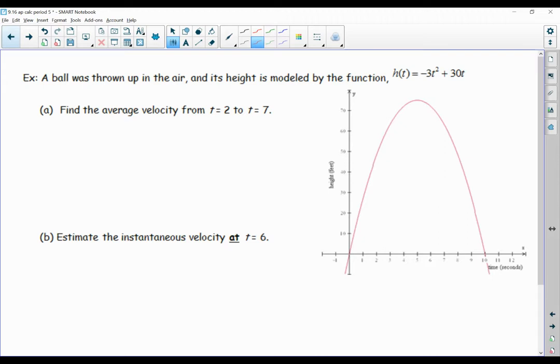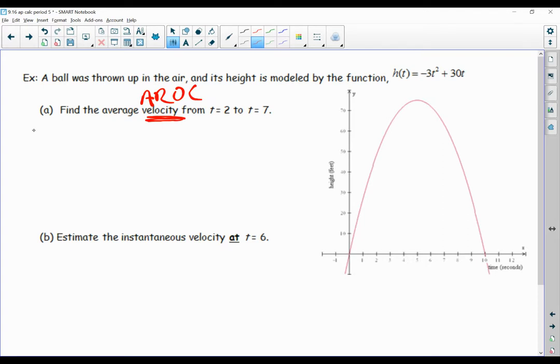So here, a ball was thrown in the air, and its height is modeled by the function h of t equals negative 3t squared plus 30t. Find the average velocity from 2 to 7. So here I see that I have a height equation, that this is measuring height over time, but they're asking me for the average velocity. So that's just a fancy way to ask me for the AROC.